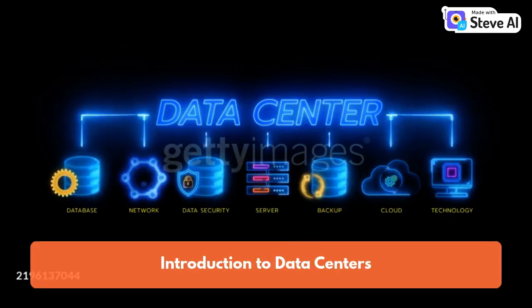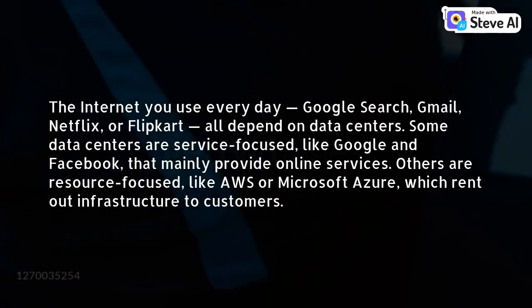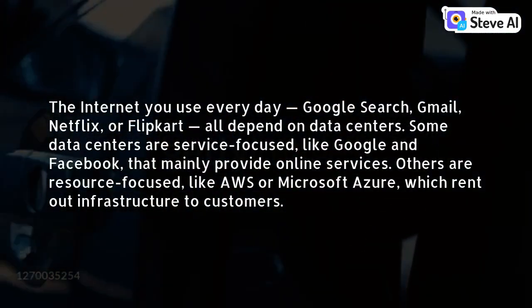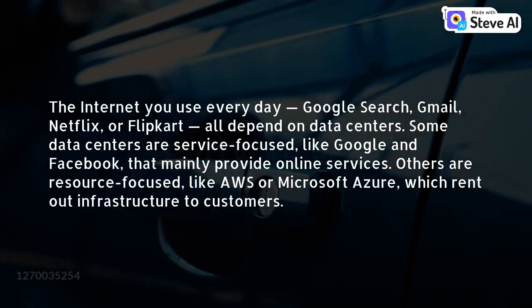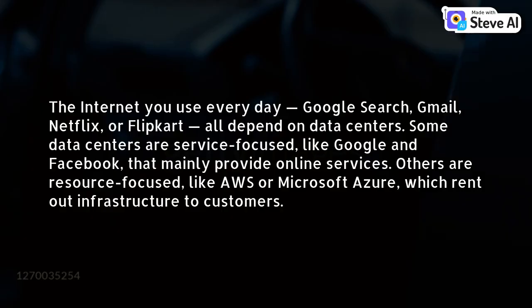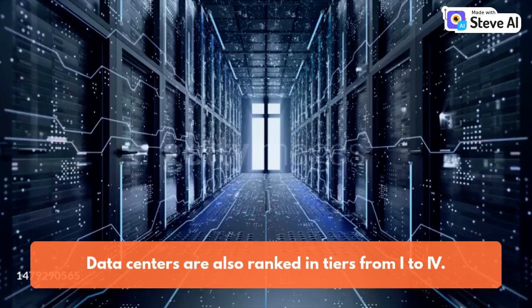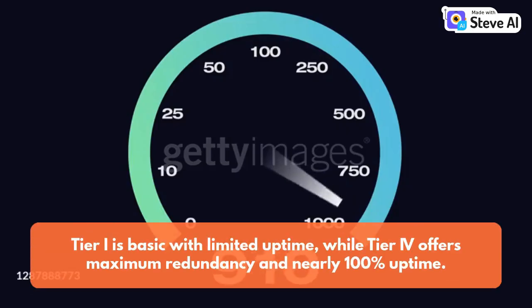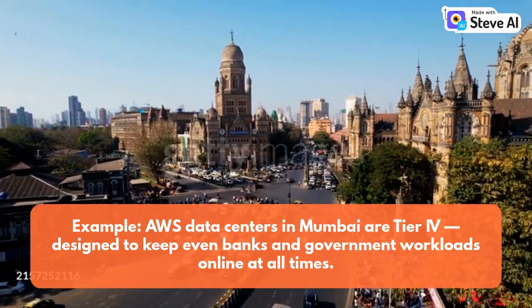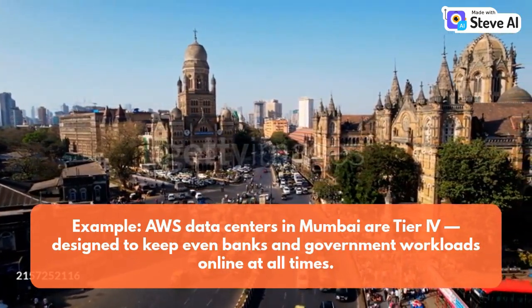Introduction to data centers. The internet you use every day, Google Search, Gmail, Netflix, or Flipkart, all depend on data centers. Some data centers are service-focused, like Google and Facebook, that mainly provide online services. Others are resource-focused, like AWS or Microsoft Azure, which rent out infrastructure to customers. Data centers are also ranked in tiers from 1 to 4. Tier 1 is basic with limited uptime, while Tier 4 offers maximum redundancy and nearly 100% uptime. Example: AWS data centers in Mumbai are Tier 4, designed to keep even banks and government workloads online at all times.